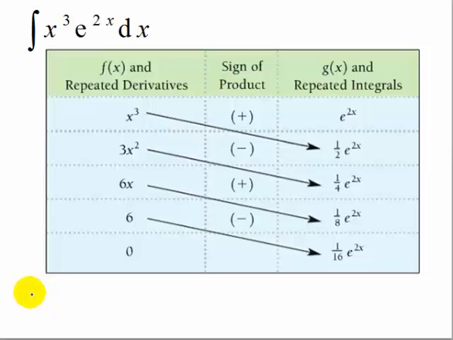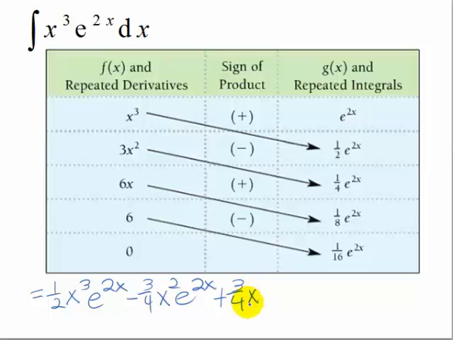So if we did that integral and we looked at it this way, this is going to be 1/2 x cubed e to the 2x, and then multiplying these, but also multiplying by a minus, minus 3/4 x squared e to the 2x. Multiplying these, multiplying by a plus, we'll get 6/8, which will reduce to 3/4 x e to the 2x. Then if we multiply these two together, but multiply them by a negative, we will have minus 6/16, which will reduce down to 3/8 e to the 2x, and then plus our constant of integration.